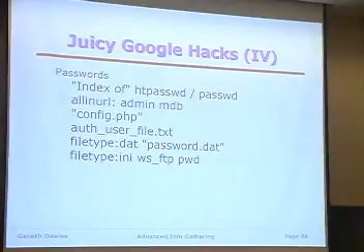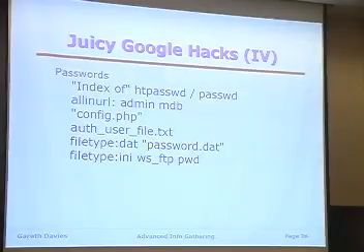The second one, inurl admin.mdb, MDB being the Access database format. So using this query, you can find databases containing lists of usernames and passwords. Config.php is a common file for PHP-based web applications. It usually contains the database name, the IP address, the username, and the password, all in plain text.